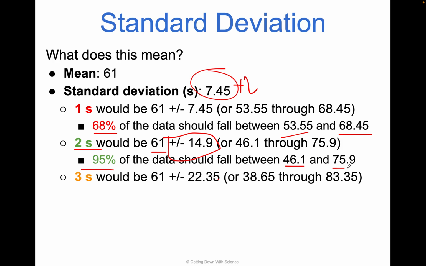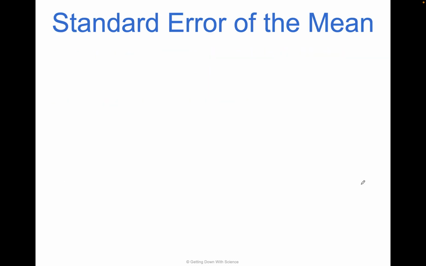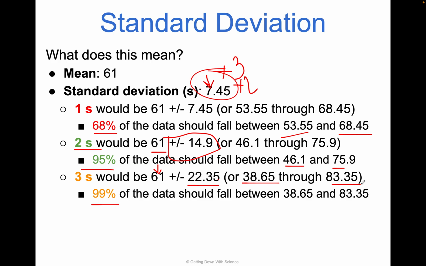For 3 standard deviations, you guessed it, we're going to be taking our regular standard deviation and timesing it by 3. Okay, so we get 22.35 from our mean, which means that 99% of our data should fall between 38.65 and 83.35. And this is a way, do we get into it? No, we don't. This is a way that we can talk about our data as confidence levels.